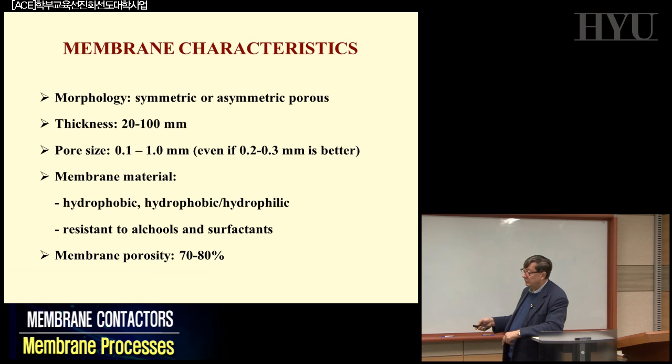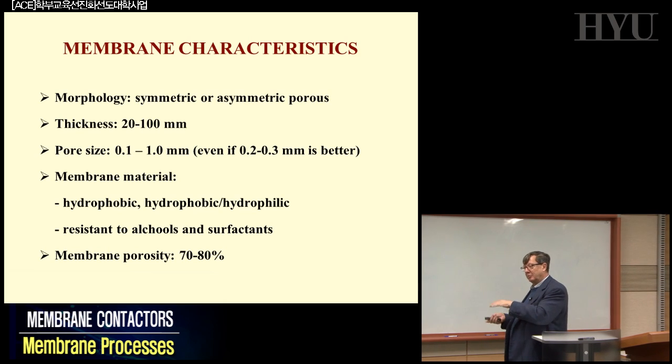Membrane material, hydrophobic. Sometimes it can be hydrophobic with hydrophilic parts. You can make a coating, some hydrophilic, to avoid some loss of hydrophobic character, to protect the membrane from interaction with some components, surfactants, alcohol. They must be resistant to alcohol and surfactants, in fact, because alcohol and surfactants make hydrophobic material hydrophilic. Porosity, as much as possible, 70, 80. Most of the membranes available today are 45, 50 in real life. Even if they tell you more, check by yourself. It's quite difficult to have much higher.